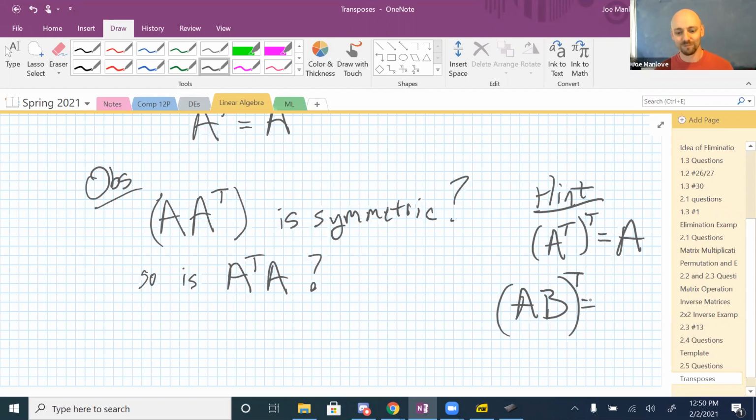I do want to give you guys the... Did I switch? Which screen am I sharing right now? You guys are looking at OneNote, right?